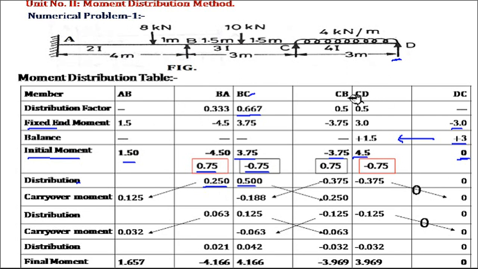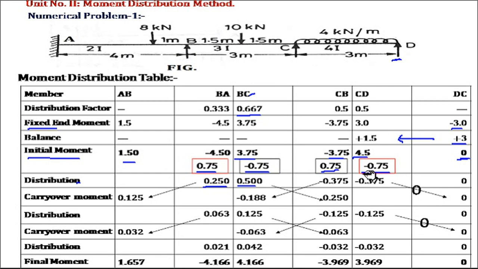Next is joint C. Considering the equilibrium of joint C, the moment in member CB plus the moment in member CD should be equal to 0. If you add here, minus 3.75 plus 4.5, the difference is 0.75. So the correcting moment will be minus 0.75, which is the opposite sign of the plus 0.75 at joint B.